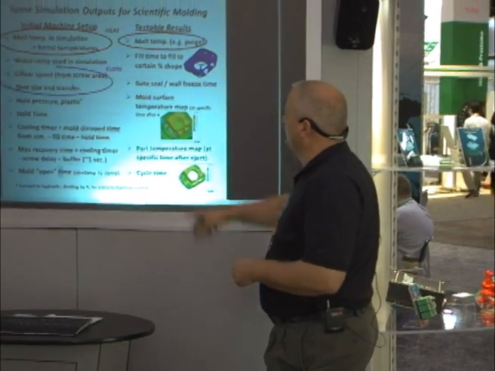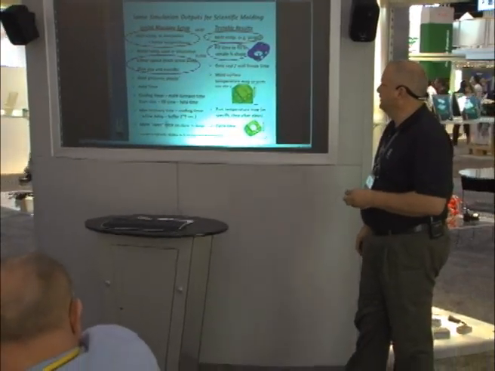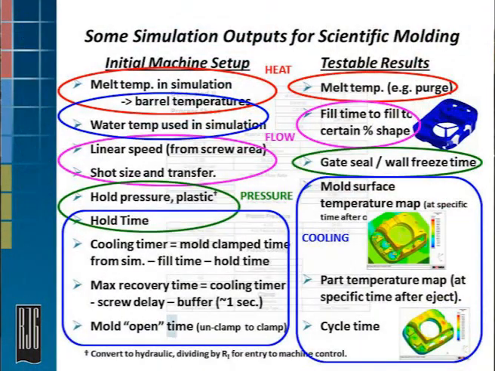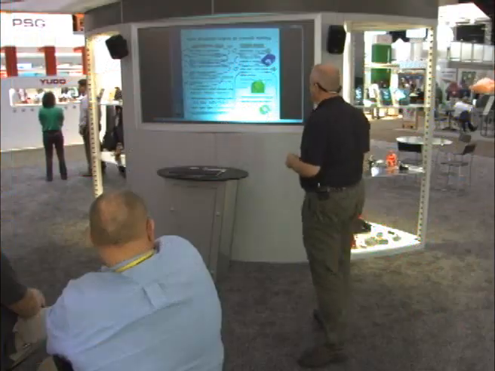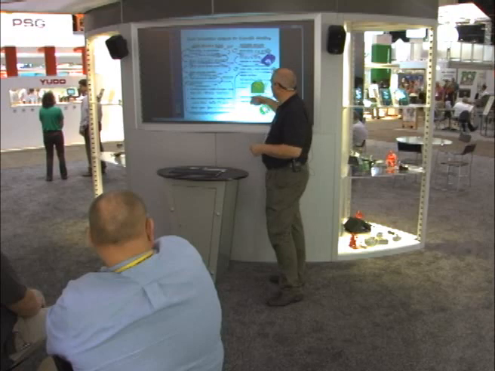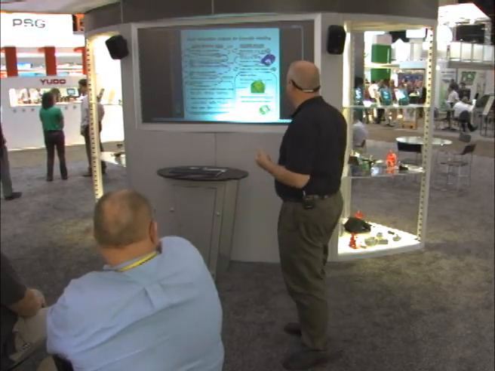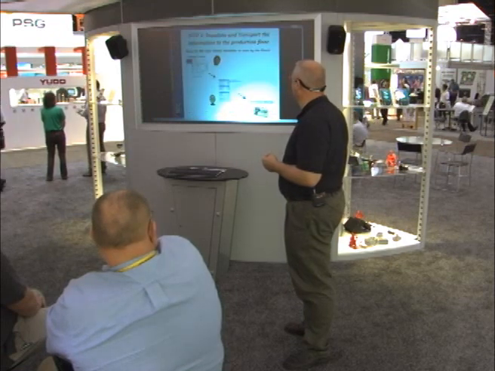So as you can see here, here are some of the correlations. Melt temperature, linear speed from the screw area, which delivers fill time, hold pressure, gate seal, and wall freeze. Those are some of the items that I have. Cooling timers, mold clamps, so all these things can lead me right back to what I need to put in the process. Now, my technicians may not understand this, but that's where I've got to get them to.